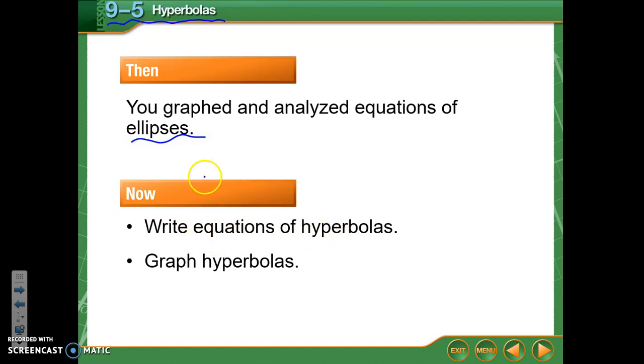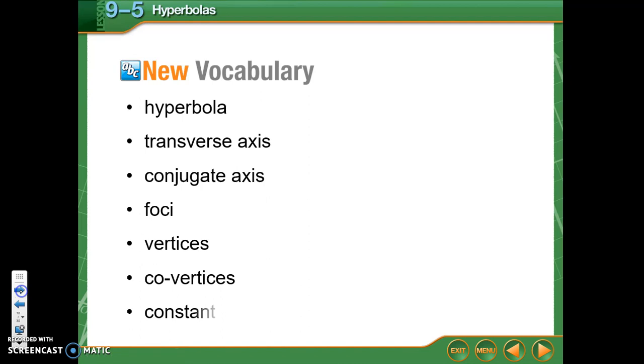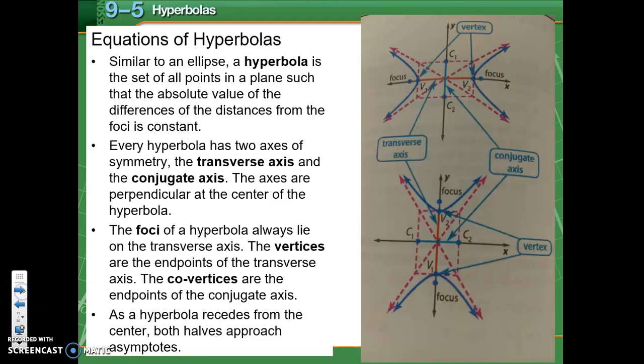Today we're going to write equations of hyperbolas, and you're going to see that their equations look pretty similar, but their graphs look very different. So the new vocabulary you need to be careful of in this section is hyperbola, transverse and conjugate axis, foci and vertices and covertices, those we all had before with ellipses, and then something called a constant difference. Remember, with an ellipse it was a constant sum. With a hyperbola it's a constant difference.